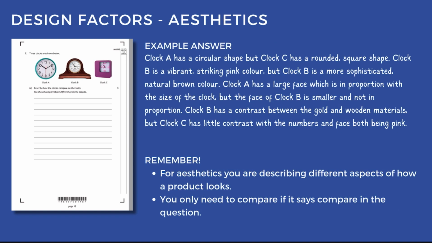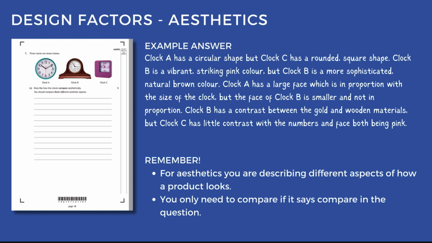So let's now look at an example answer for this question. The candidate has written: clock A has a circular shape, but clock C has a rounded square shape. Clock B is a vibrant, striking pink colour, but clock B is a more sophisticated, natural brown colour. Clock A has a large face, which is in proportion with the size of the clock, but the face of clock B is smaller and not in proportion.